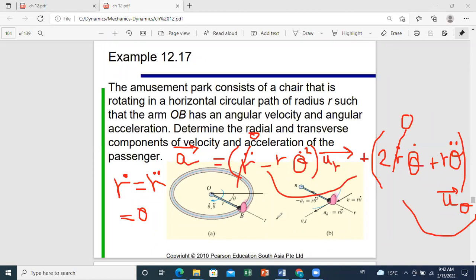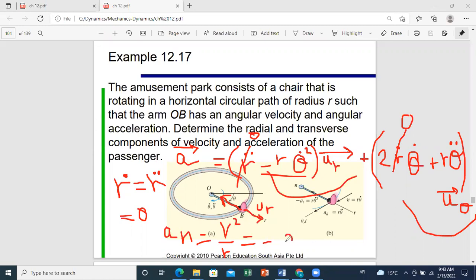First, if you remember, we said UR is opposite to UN. This is why we expect that AR will be negative. It's minus r theta dot square, because we know that in circular motion, the normal component is always directed towards the center of curvature. And we have that here an, which is equal to v square over r, will be expected to be equal to minus AR, because UR and UN are opposite.